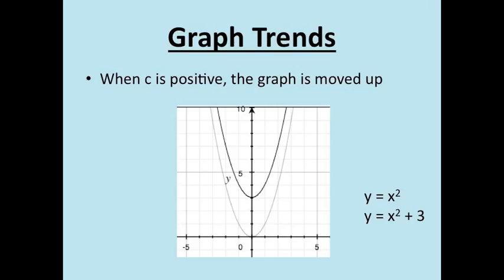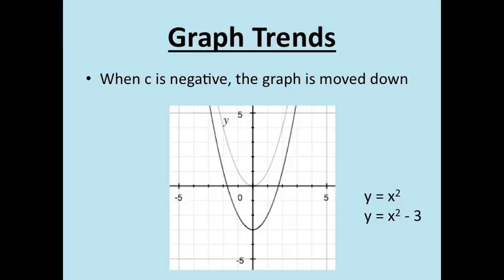Next, we'll review what you should have learned from doing your calculator lab yesterday. When c is positive, so in other words, when we add a positive number to the end of our equation, that moves our graph up. You can see an example of that here with the comparison of x squared in gray and x squared plus 3 in black. Notice that the black graph is moved up from the gray graph, so this shows us that when c is positive, the graph shifts up.